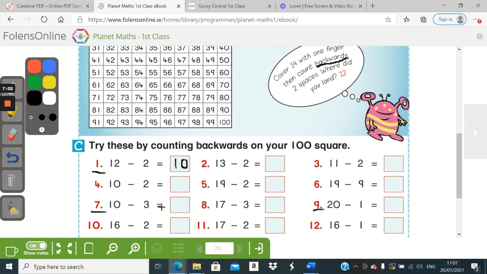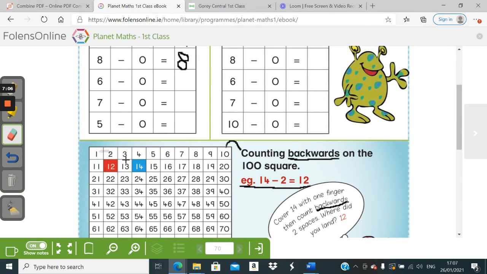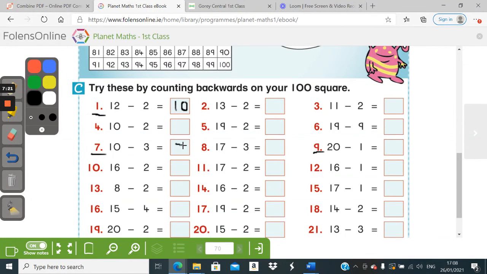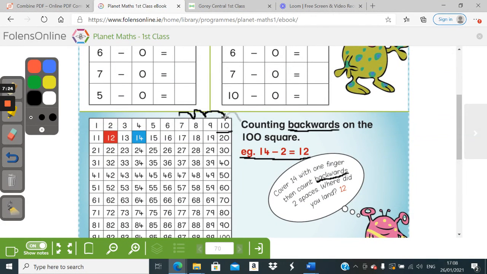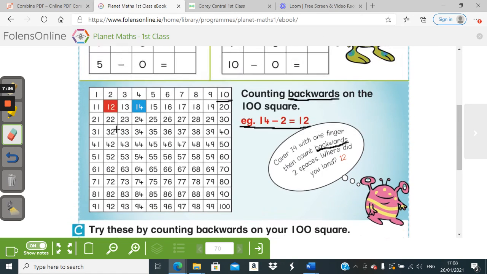Number 7 is 10 take away 3. So we'll start off at 10, and we're going to do our 3 backwards jumps. 1, 2, 3. That brings us to 7. Now remember, make sure when you do your jump, you don't land on the same number that you started off. It's not 1, 2, 3. That would bring you to 8. When you jump, you move one way or the other, to the left or the right. And this time, we're going to the left.